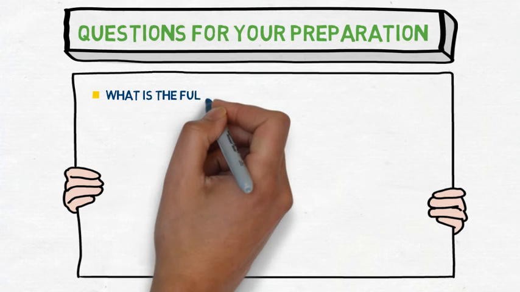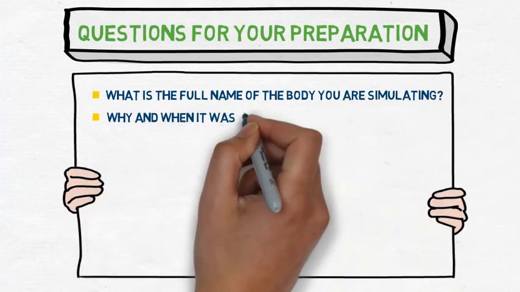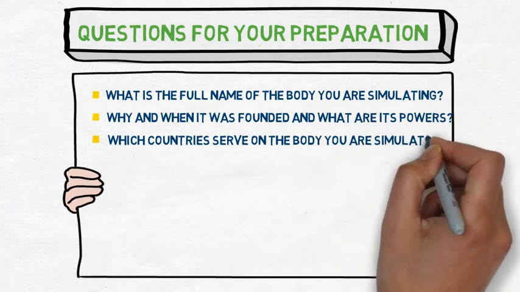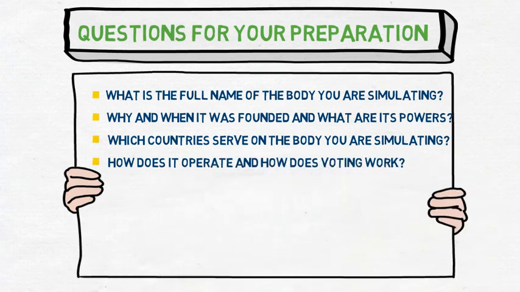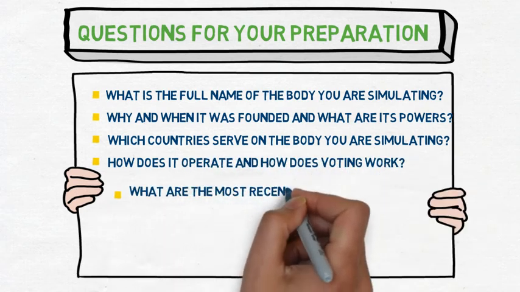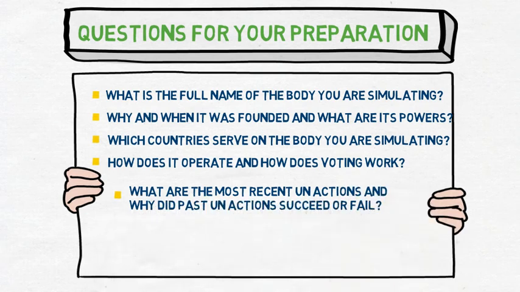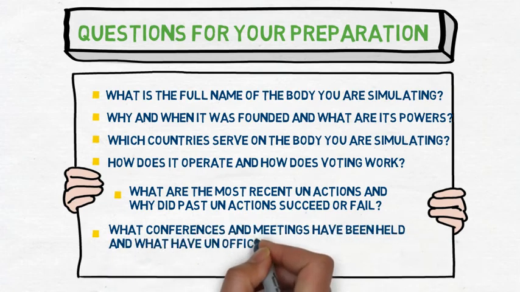First of all, what is the full name of the body you are simulating? Why and when was it founded, and what are its powers? Which countries serve on the body you are simulating? How does the body you are simulating operate, and how does voting work? What are the most recent UN actions on your issue, and why did past UN actions succeed or fail? What conferences and meetings have been held with regard to your issue, and what have UN officials said about your issue?